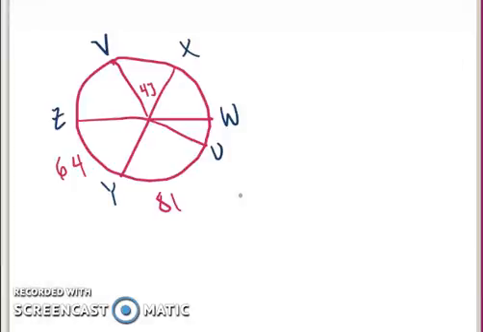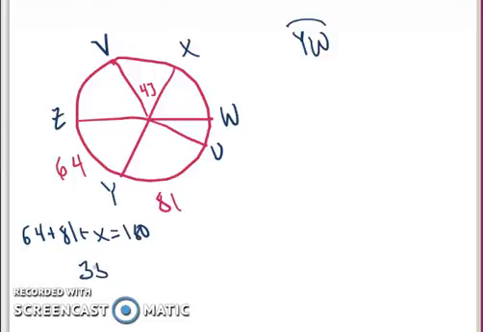Okay, this one we're trying to look for arc WY, or YW, and we're looking for the length. So I have to find this measure here first. If I take 64 plus 81 plus this segment here, x, equals 180, I solve for that, I should get x equals 35, so this is 35 right here. And if I add 81 and 35, that's going to give me the measure of YW, and so that's going to be 116.